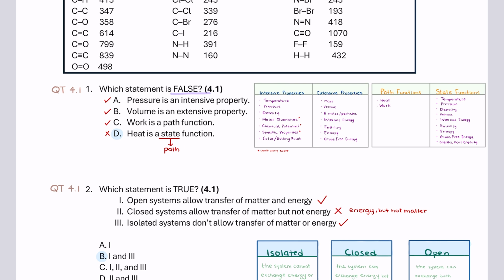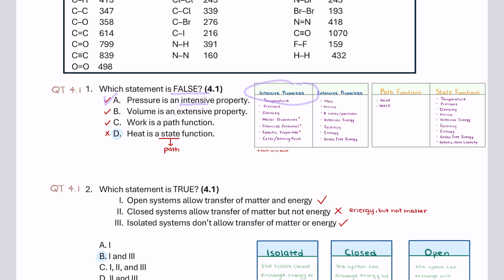A says, pressure is an intensive property. Intensive properties do not depend on the amount of substance present. They stay the same no matter how much material you have. Examples include temperature, pressure, and density. So pressure is intensive, meaning this statement is true.